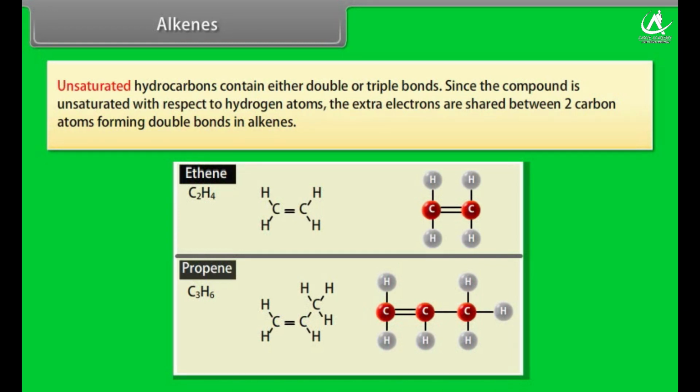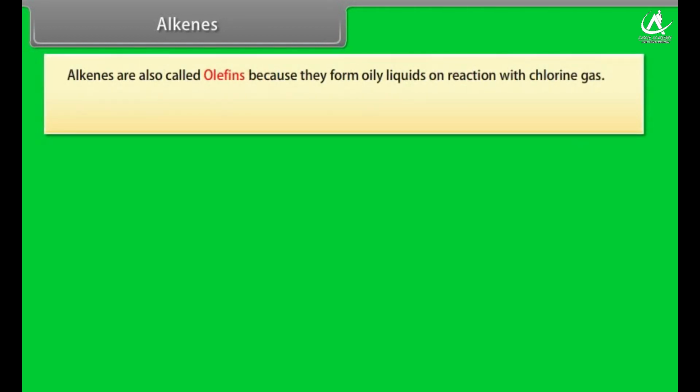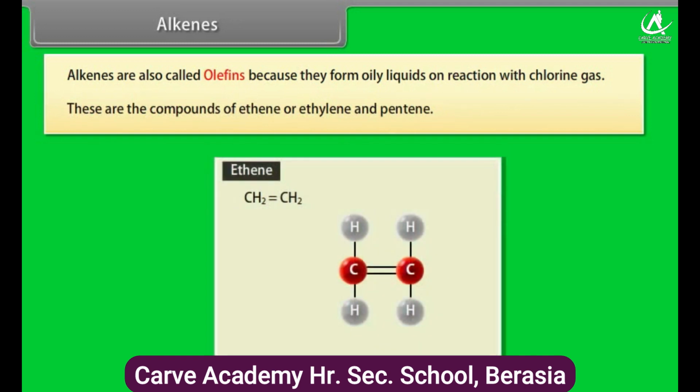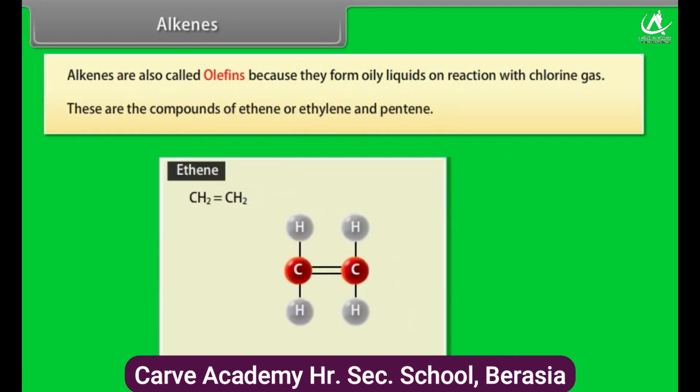Since the compound is unsaturated with respect to hydrogen atoms, the extra electrons are shared between two carbon atoms, forming double bonds in alkenes. Alkenes are also called olefins because they form oily liquids on reaction with chlorine gas. These are the compounds of ethene or ethylene and pentene.